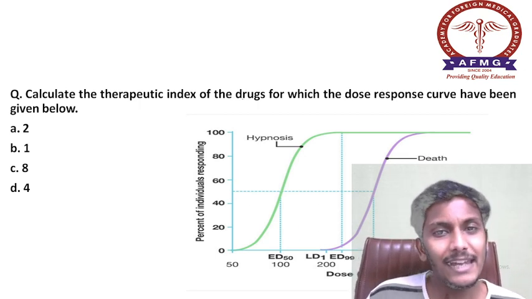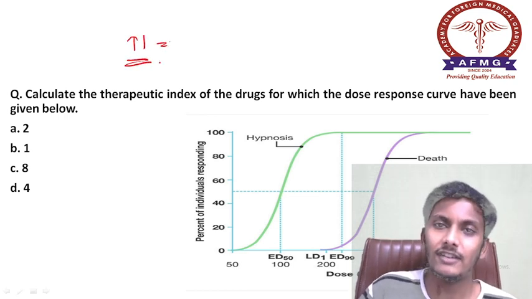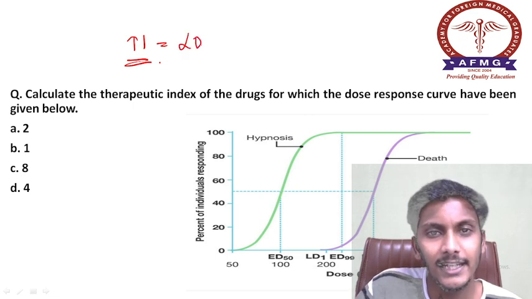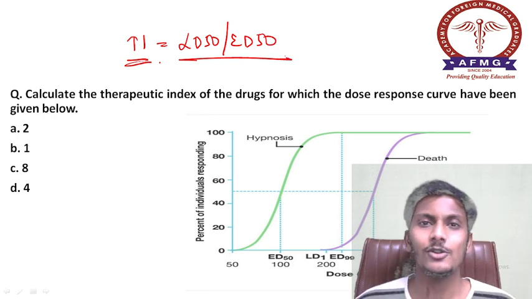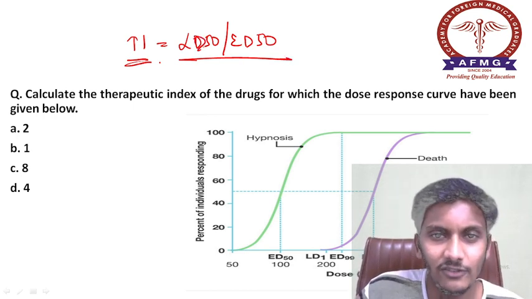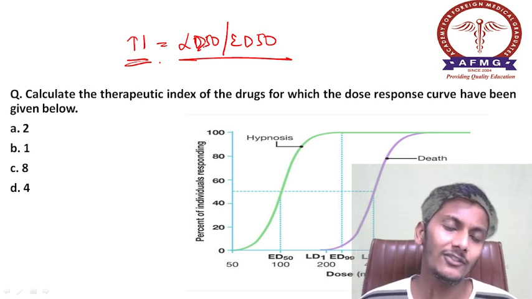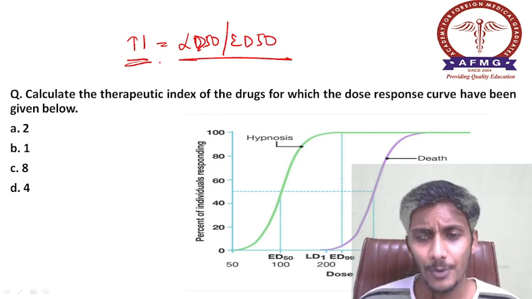Here we have to calculate the therapeutic index. Please remember, the formula of therapeutic index is very important to remember. The formula is LD50 upon ED50. And what is LD50? That is your lethal dose. So 50% of the lethal dose upon 50% of the effective dose. This gives you your therapeutic index. Important, remember this.